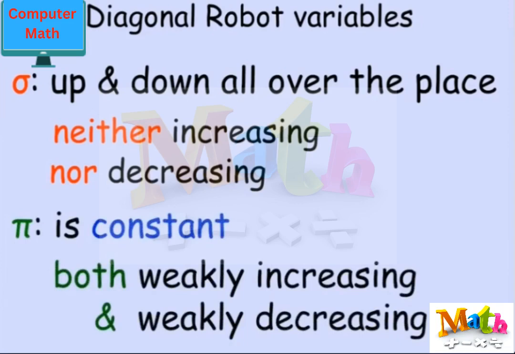The other extreme is the parity variable pi, which was 0 or 1 according to whether or not the sum of the coordinates was even or odd. And pi is a constant. And that means that it's both weakly increasing and weakly decreasing in the degenerate sense that weakly increasing is allowed to stay the same. In fact, something is weakly increasing and weakly decreasing if and only if it's a constant.